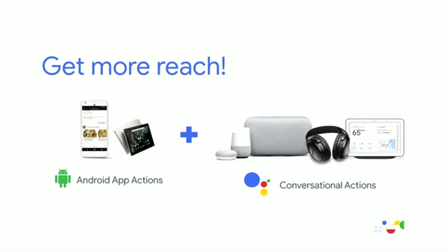Let's do a quick recap. So app actions, which include slices, and conversational actions are both part of the Actions in Google platform. When you look at app actions, we just look at it as the first step in your journey with actions. It can give you instant increase in reach and re-engagement for your apps across multiple devices on Android with relatively low developer effort. You can also then extend your brand even further by creating conversational actions and making sure that you're ready to engage with your users no matter where they are.